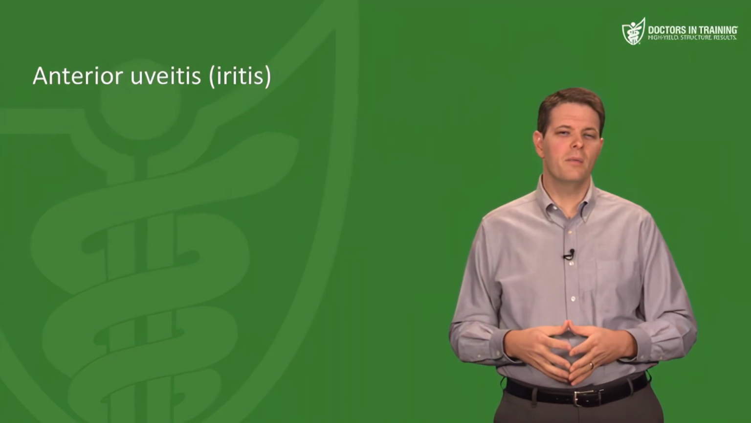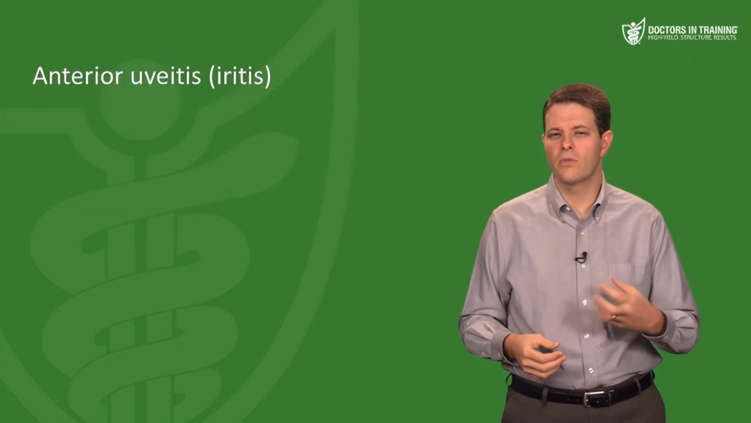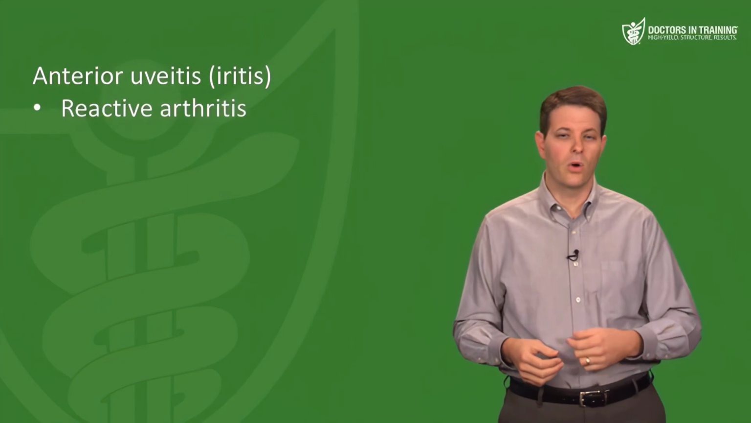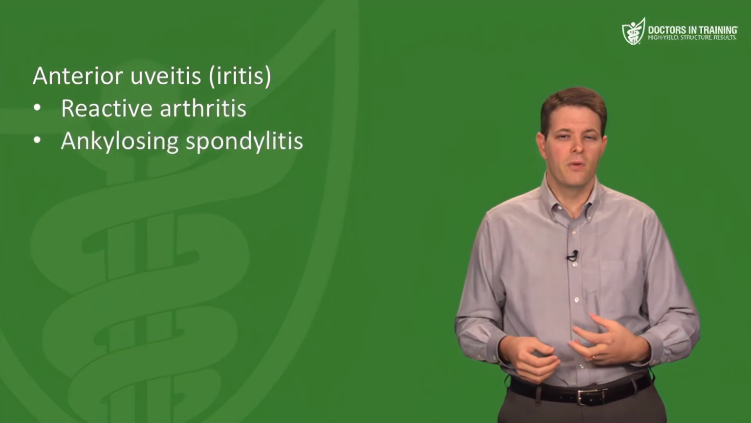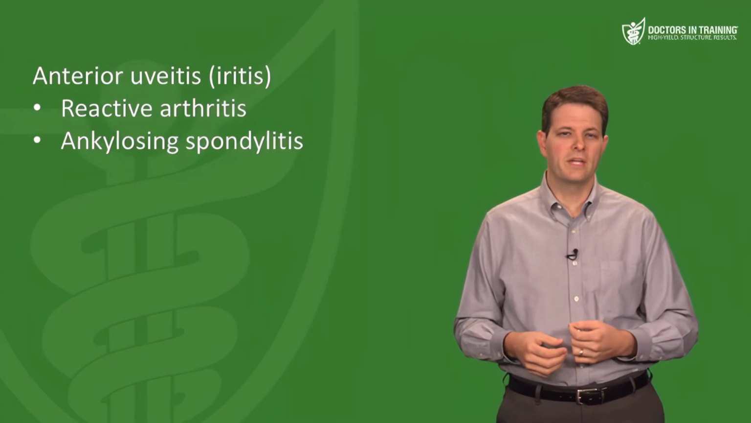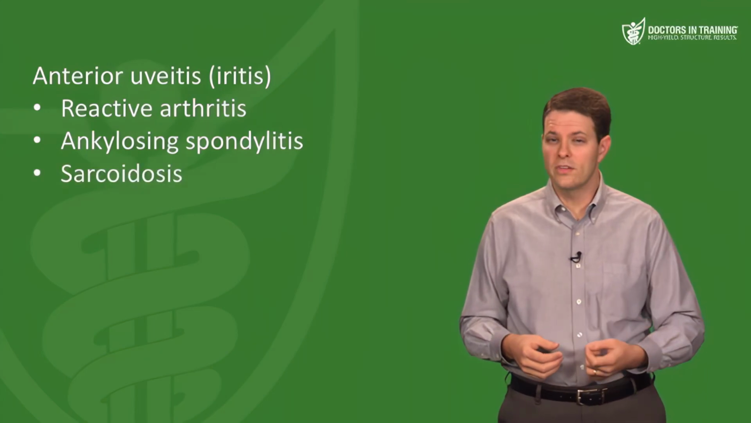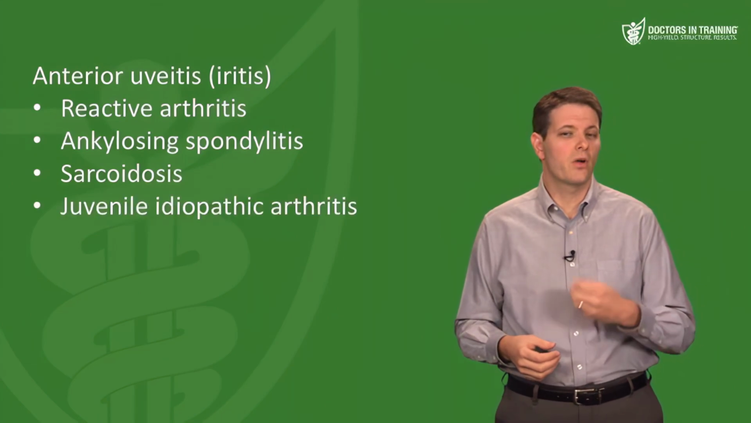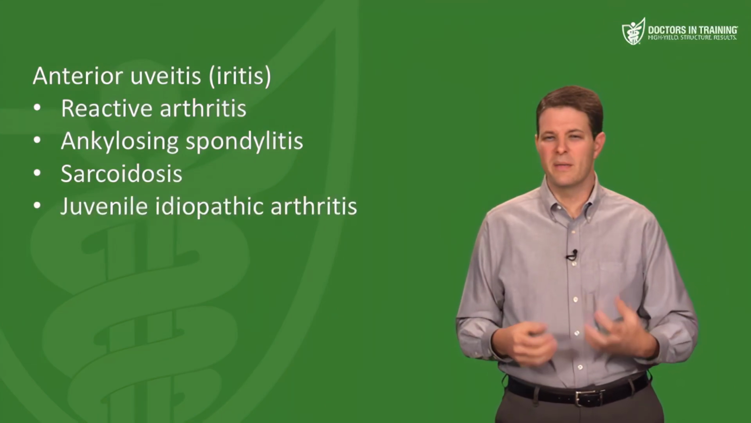Anterior uveitis is commonly seen in seronegative spondyloarthropathies like reactive arthritis or ankylosing spondylitis, and those are both associated with the HLA-B27 genotype. You can also see anterior uveitis with sarcoidosis or juvenile idiopathic arthritis and various other systemic inflammatory diseases.